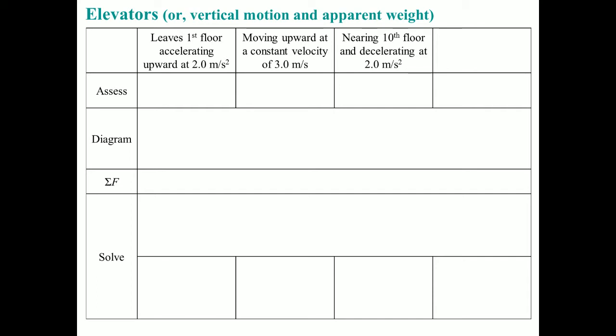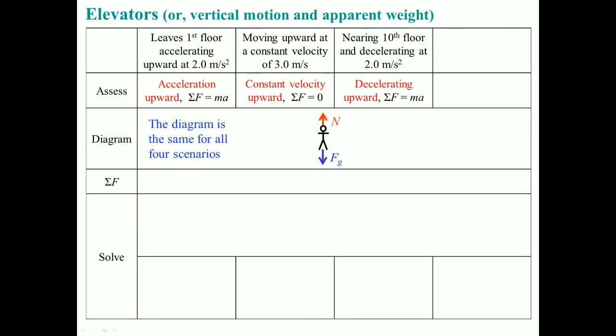If you are leaving the first floor and you're accelerating upwards, then afterwards you're moving at a constant velocity. Then when you're near the 10th floor, you decelerate at 2 meters per second squared. Okay, let's look at the problem first of all. The first scenario, you are accelerating upwards, so the summation of the forces is equal to ma. In the middle scenario, it is constant, so the summation of the forces is equal to 0. And lastly, you're decelerating, but it's still summation of F equals ma. The diagram just shows the object going up and down.